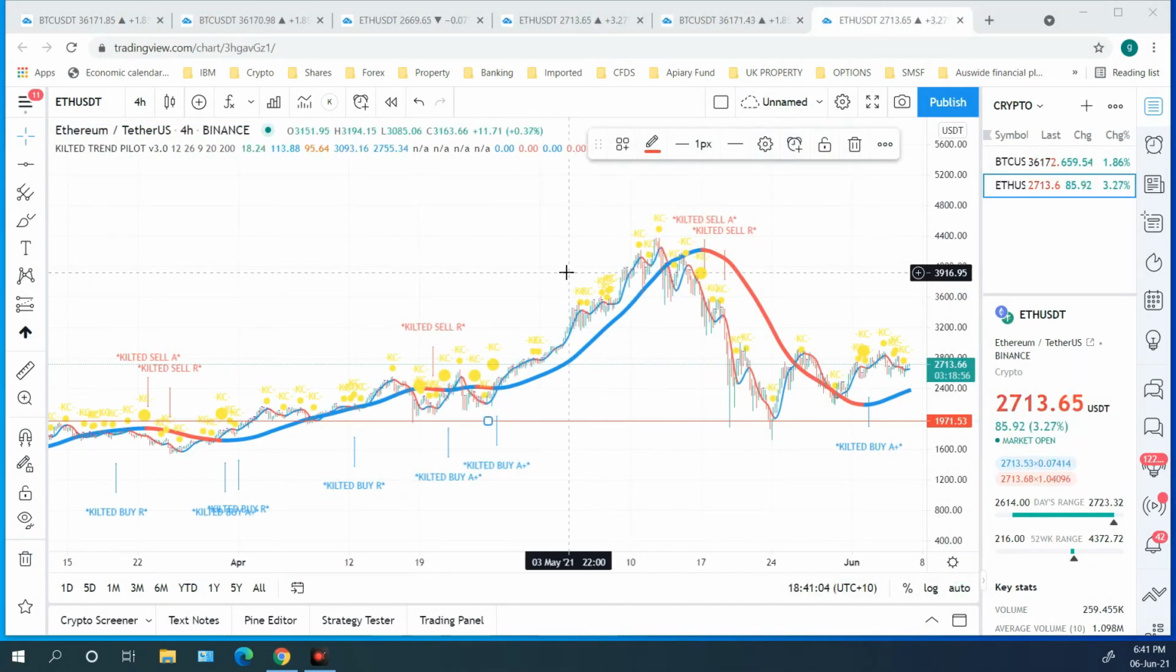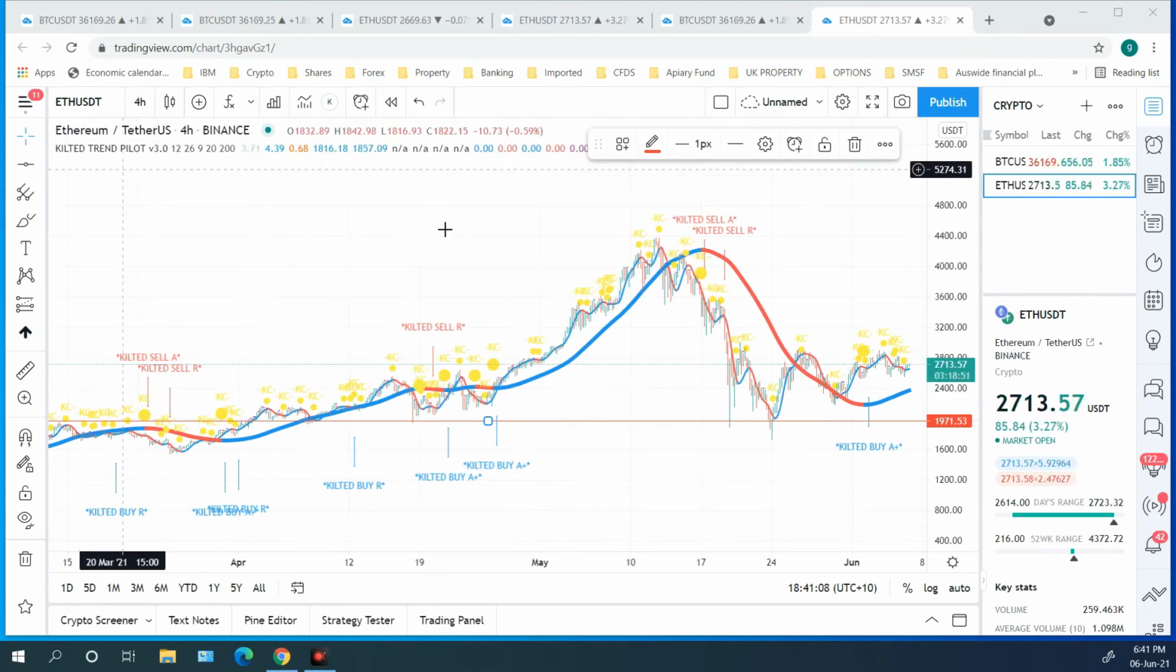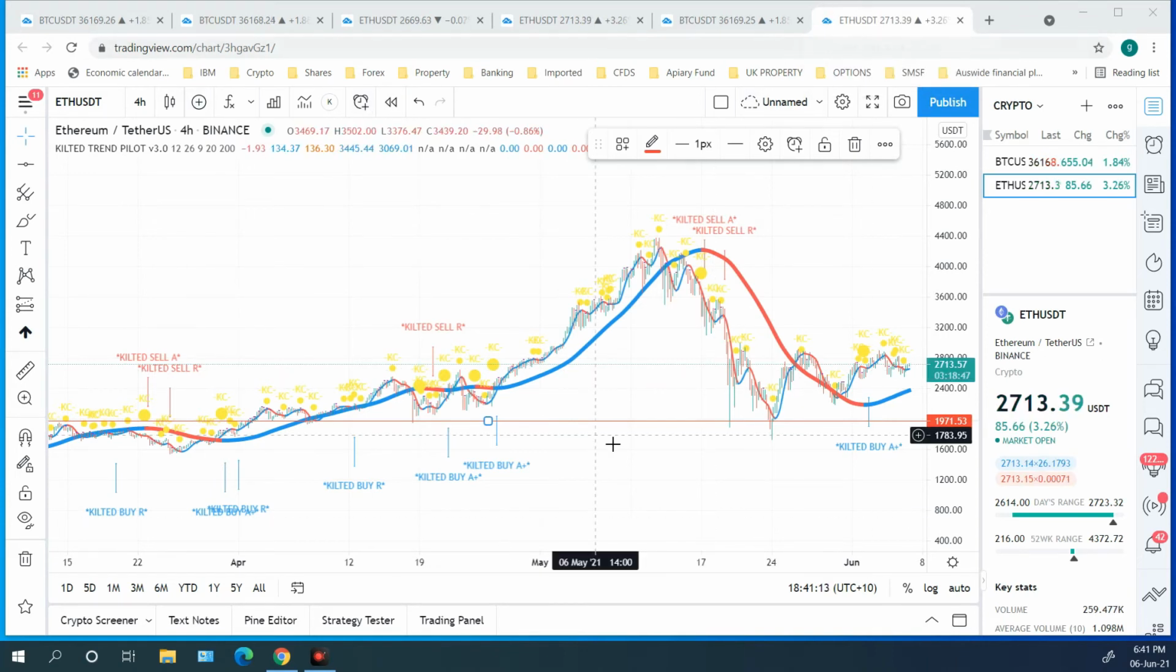Okay, we said we'd help out a few people who are looking to get the Kilted Trend Pilot on their chart. What we'll do is very quickly show you how to do this. It doesn't matter what you've got in your chart, we'll set a brand new chart and start from scratch.